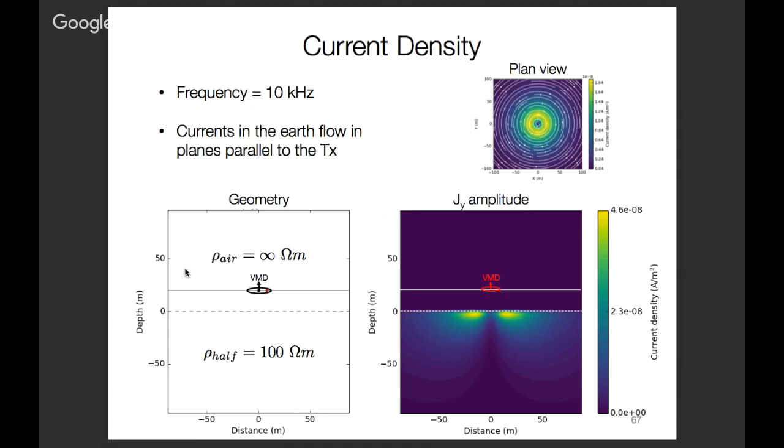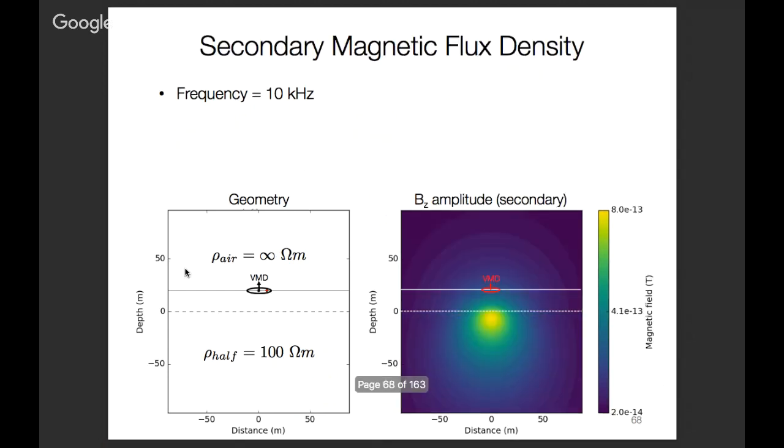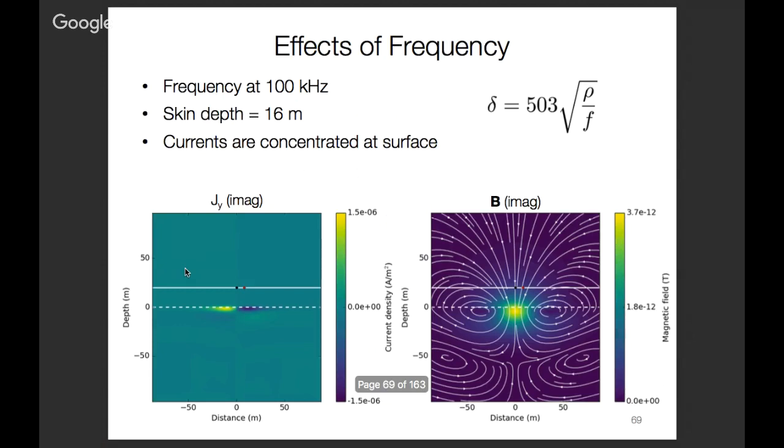Again, the currents are going to be parallel to the loop. Here's currents kind of both coming in and going out, so we plotted the amplitude here. And the magnetic field looks like this. We're actually going to measure something up here. If I look at a high frequency, let's say 100 kilohertz, then here's my skin depth formula. And skin depth is 16 meters. And the currents are really kind of concentrated at the surface. You can see the magnetic fields are a bit complicated.